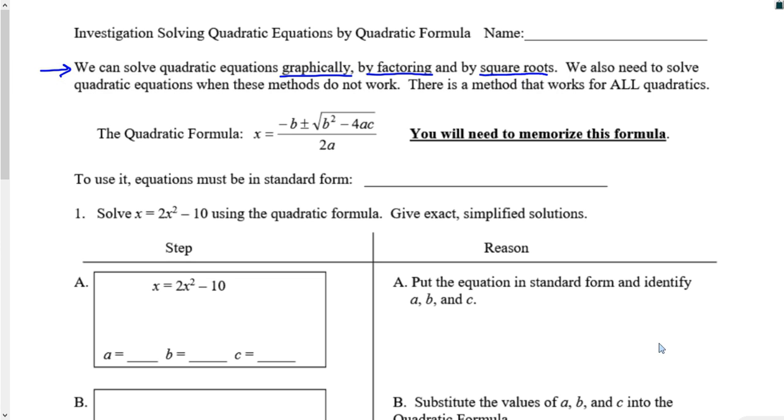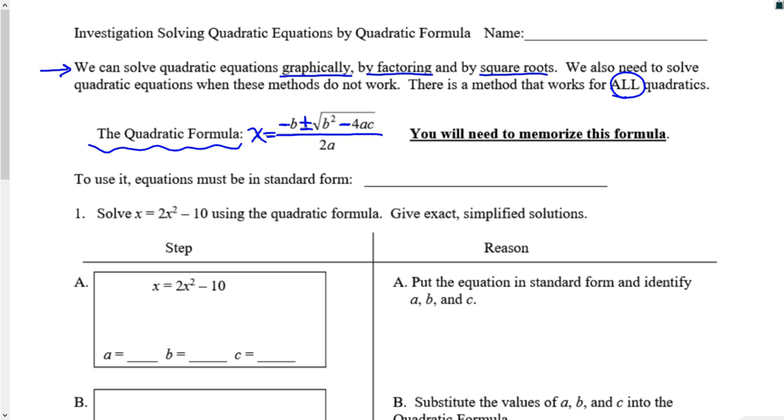But not all of these methods work all the time very nicely. So we also need to solve quadratic equations when these methods do not work. There's one method that works for all quadratics, and that is the quadratic formula. The quadratic formula starts out with x equals, and then on the top we have the opposite of b plus or minus the square root of b squared minus 4ac, and all of that is over 2a. You will need to memorize this formula. It's something that will be used in math from now on.